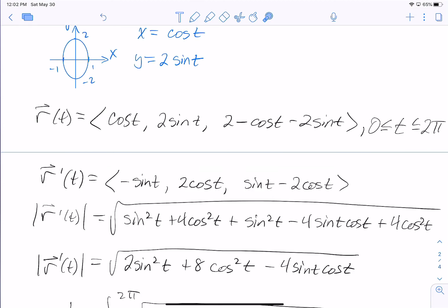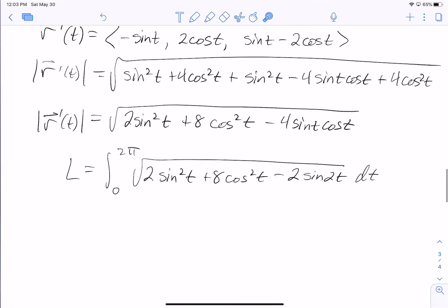Our derivative vector function is negative sine of t, 2 cosine of t, sine of t minus 2 cosine of t. Squaring that and then collecting like terms gives us that the magnitude of r prime of t is equal to the square root of 2 sine squared of t plus 8 cosine squared of t minus 4 times the sine of t times the cosine of t. When I put that into the integral, I just used a double angle formula. Instead of writing 4 times the sine of t cosine of t, I have negative 2 times the sine of 2t. Our integral was originally to be evaluated from 0 to 2 pi.